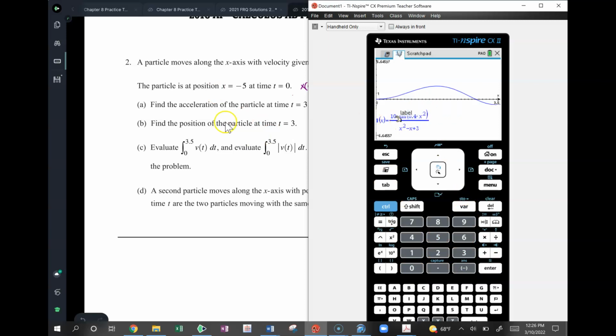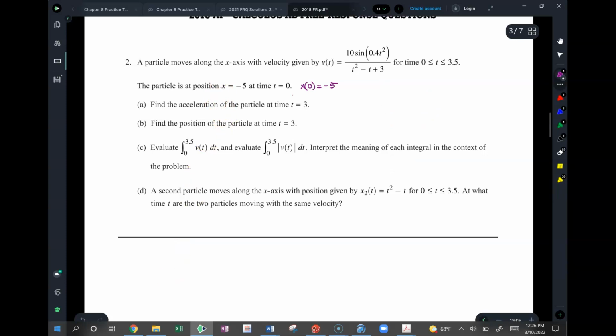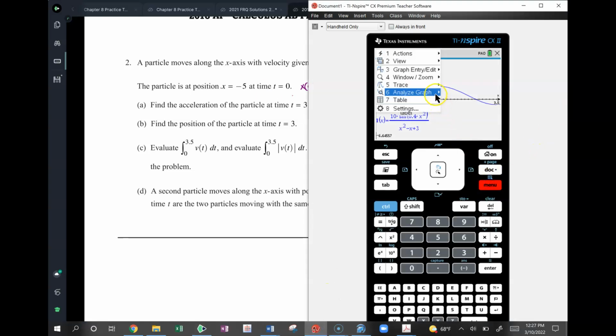Now, we want the acceleration at t equals 3. The acceleration is a of 3 is equal to v prime of 3, and this is the calculator section, so this is all you need to write, and it is -2.118. Do you do the thing where you take the dy dx? Yeah, so we go here. You can go menu, analyze graph, dy dx, 3, negative 2.118.